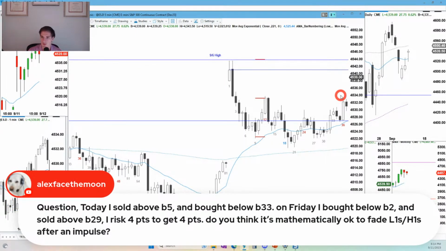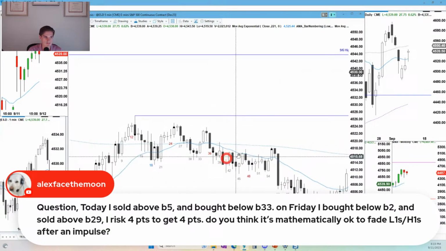Okay, question. Today I sold above bar 5. I think that's reasonable. That's a good trade. And bought below bar 33 here. I think that's okay, but remember what I said about the breakout price. I would be prepared for a test of the 31 high. So those trades are fine, selling above 5, buying below 33, but I think it's better if you can scale in.